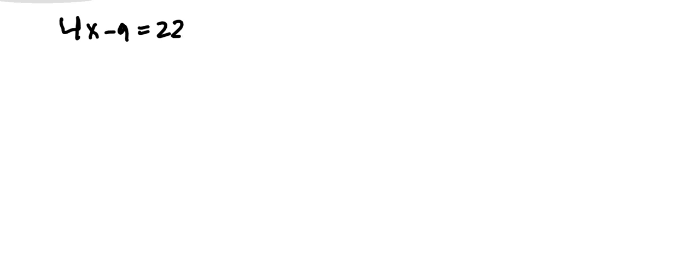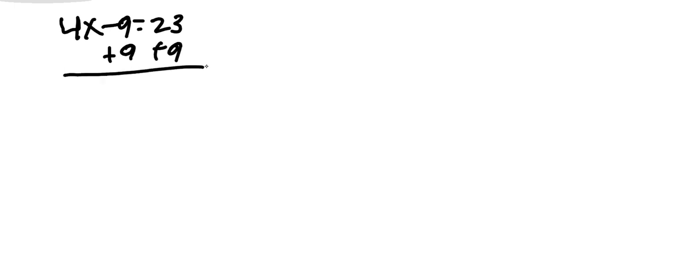Sorry. 4x minus 9 equals 23. So we're subtracting 9 here. So to balance the equation out, we're going to add 9 on both sides. These 9's are going to cancel. And we're going to be left with 4x on this side, and then keep bringing down the equality sign. And then 23 plus 9, that is 32.